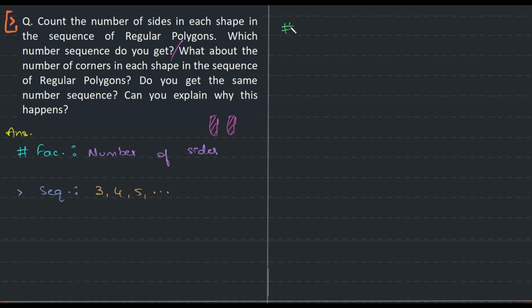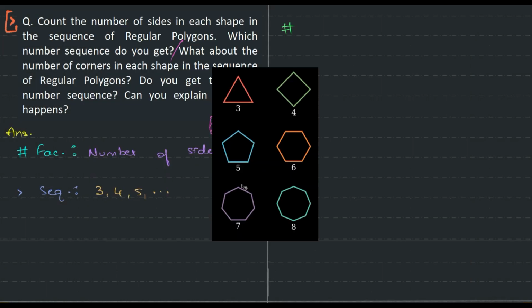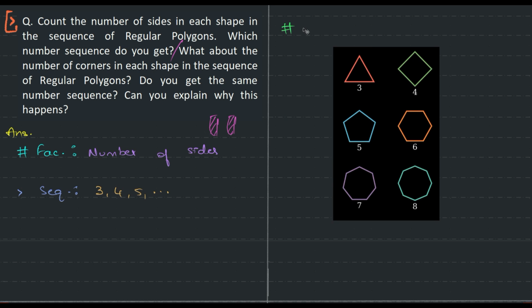Now, let's see the next part of the question. What about the number of corners in each shape in the sequence of the regular polygon? So think about what this corner is about. I'll take the screenshot by that time. Where are the corners? Factors under consideration is number of corners. So the question is, where are the corners? This is a corner, this is a corner, this is a corner, so on and so forth.